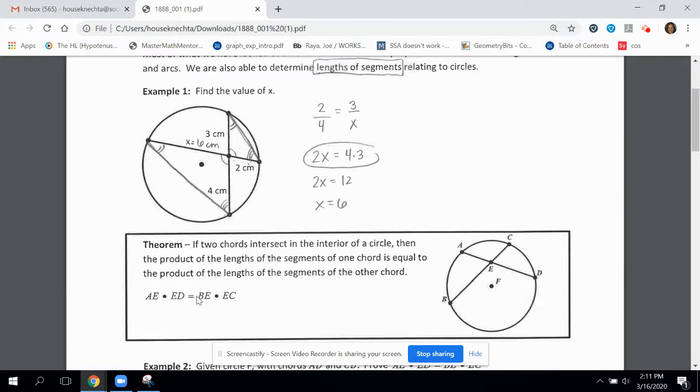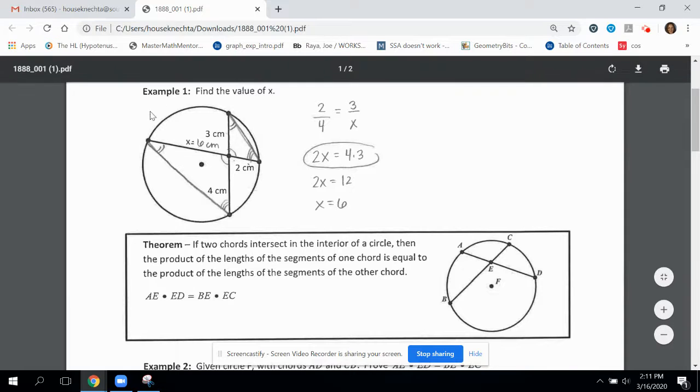So looking at this theorem here, it says AE times ED equals BE times EC. I don't want you to confuse this with the entire length of the chord. Those could still be different. The pieces along it will technically be proportional. So this example explains where this comes from.